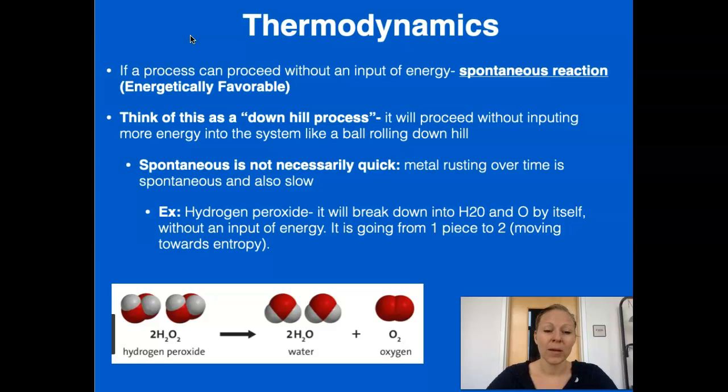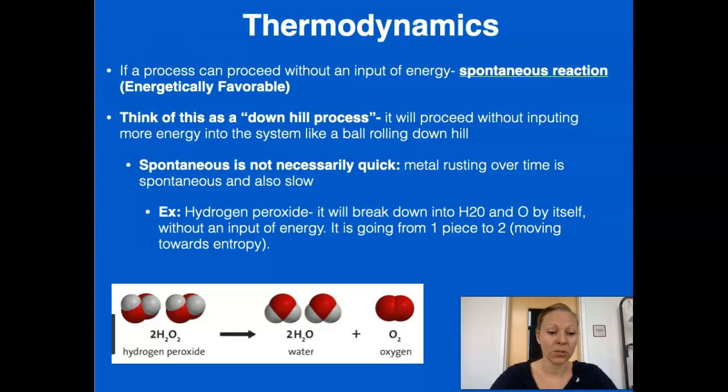Another example is hydrogen peroxide. It will break down into water and oxygen all by itself without an input of energy. That is a spontaneous reaction and is going from one piece to two pieces. And so therefore, it is moving towards entropy. So it is spontaneous and moving towards entropy.